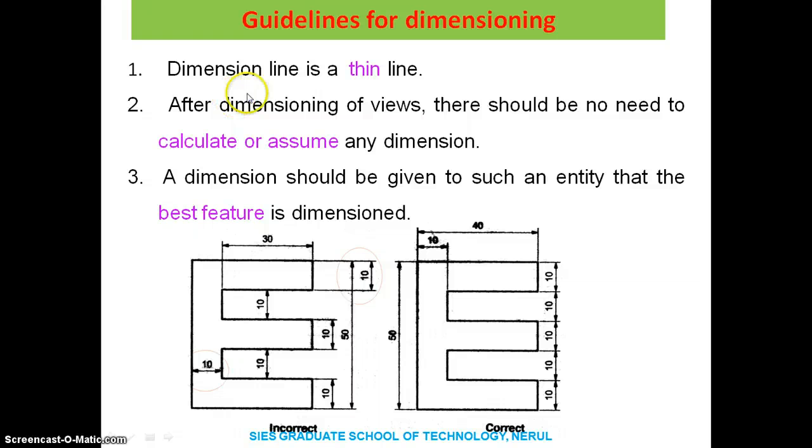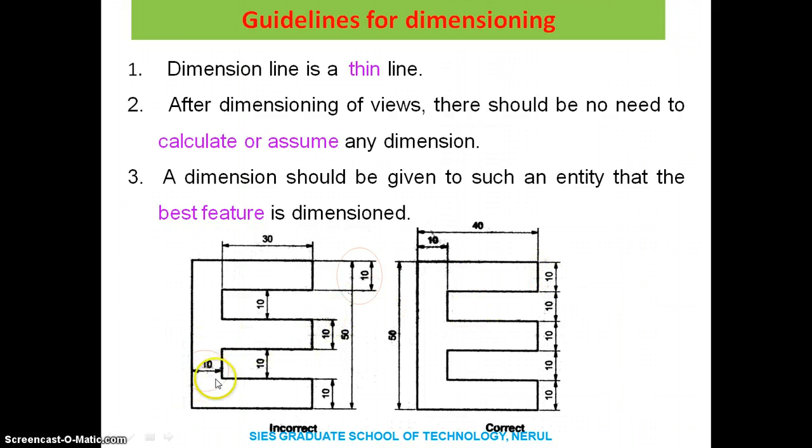There are certain guidelines for dimensioning. The first guideline is dimension line is a thin line. It should not be as thick as the outline, otherwise there will be difficulty in understanding whether it is outline or it is a dimension line. Second, after dimensioning of views, there should be no need to calculate or assume any dimension. It means all the dimensions should be properly incorporated in the dimensioned views. A dimension should be given to such an entity that the best feature is dimensioned. Like if you see here, this 10 is given here, but this is the bigger dimension, this is a smaller dimension which should be shown close to the view.